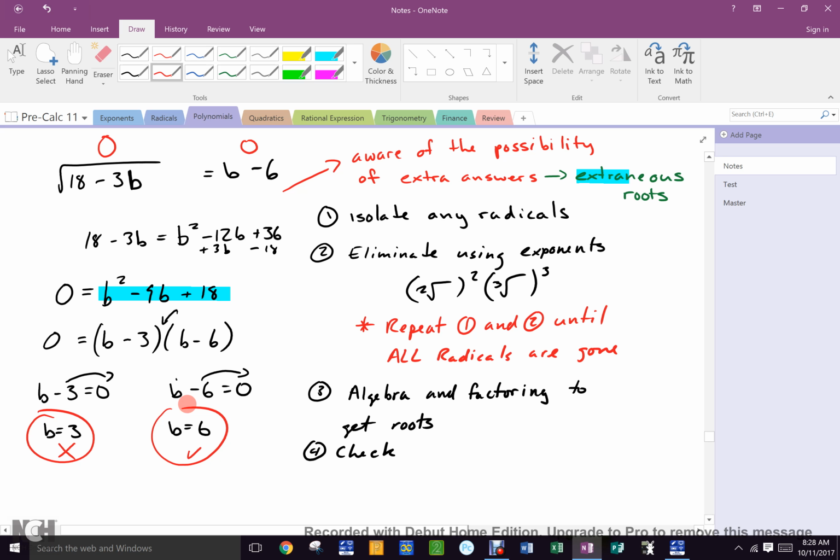Why do we have to check both? Because it's possible neither one of them is the actual answer. Everybody cool?